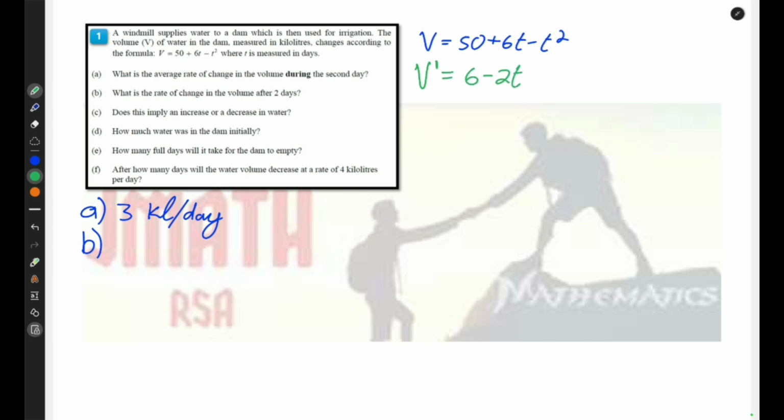And now to answer question B, I just need to put in a 2 there. So the rate of change in volume is going to be 6 minus 2 times 2, which is just going to be 6 minus 4, which is 2. So I can write my answer as 2 kiloliters per day.